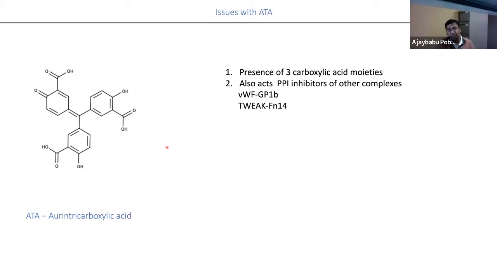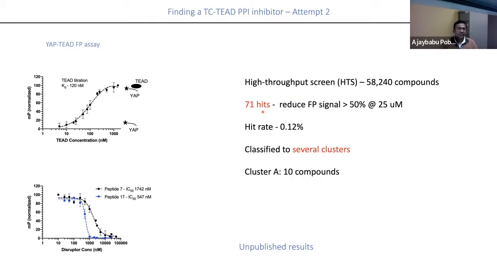From the literature, you know that it acts as a PPI inhibitor of the VGLL4-TEAD complex and also the TWEAK-FN14 complex. So basically, you're having a selectivity issue here, meaning how can you modify it such that it only interrupts the TAZ-CAMTA1 complex as opposed to the other protein-protein interaction complexes. So we have an uphill task here. So go back to the drawing board, start another screen, because we don't know exactly how to move forward with this.